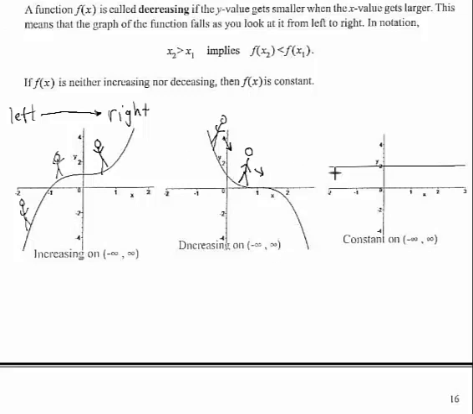And last but not least, we see this flat curve here. Okay, it never goes up, it never goes down, so we refer to this as a constant interval from negative infinity to positive infinity. Now, all of these behaved the same way across the entire x-axis, but that doesn't necessarily have to be the case.